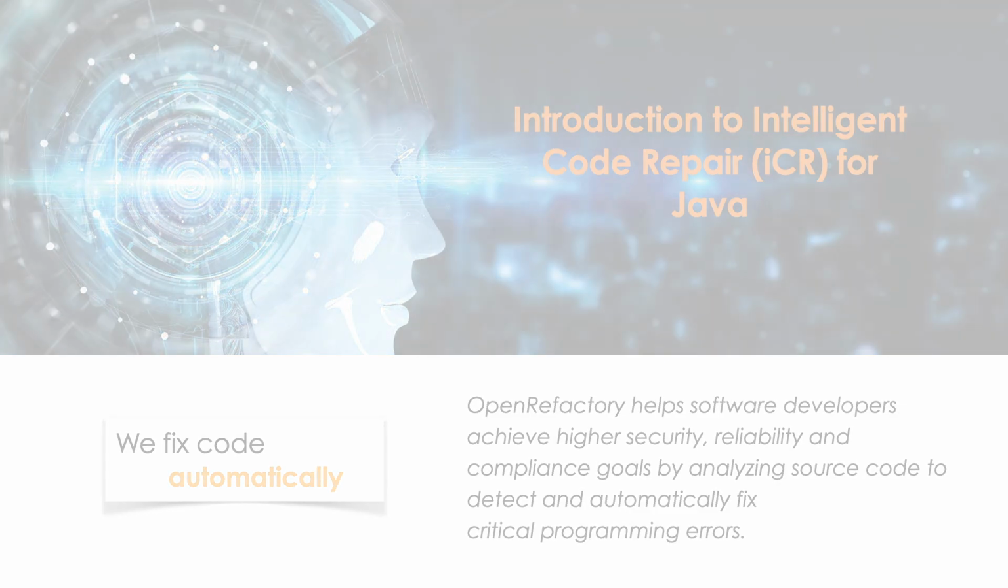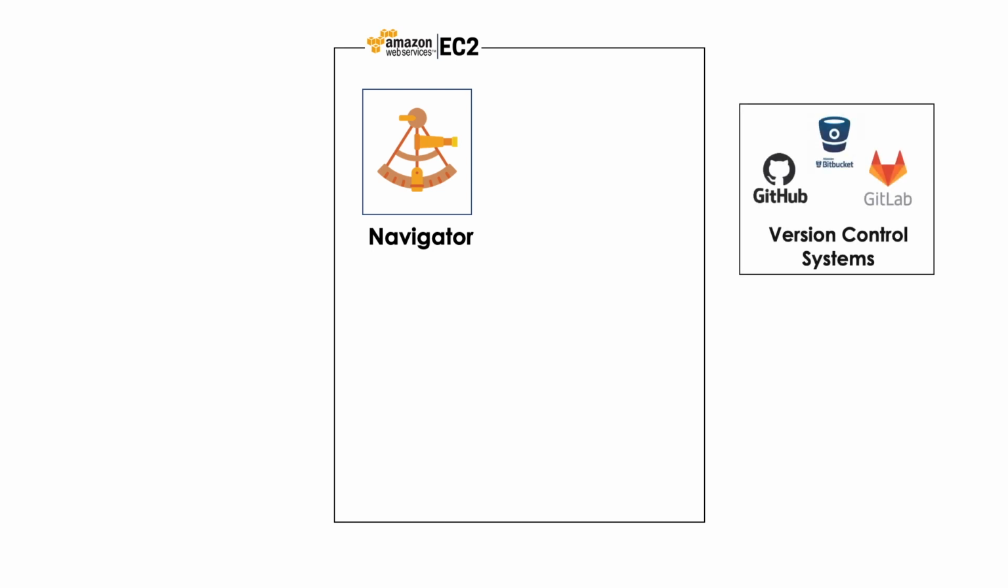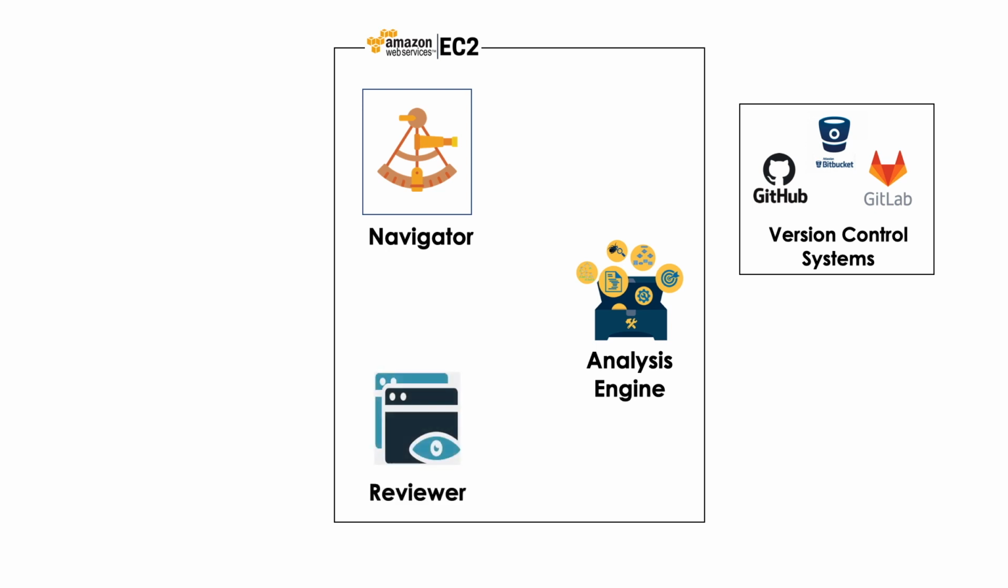iCR is delivered using Amazon's Web Services Marketplace. Launched on an Amazon EC2 cloud server, iCR is easily accessed using any standard browser. The browser interacts with a simple user interface we refer to as the Navigator. The Navigator enables you to select an established cloud source code repository service such as GitHub or GitLab. Using secure mechanisms, the Navigator enables you to select branches for analysis. Once analysis completes, you can review the results to accept or reject the automatically generated code corrections.